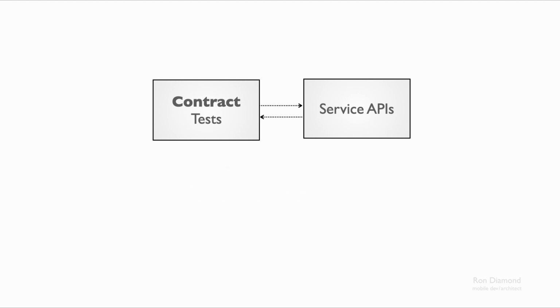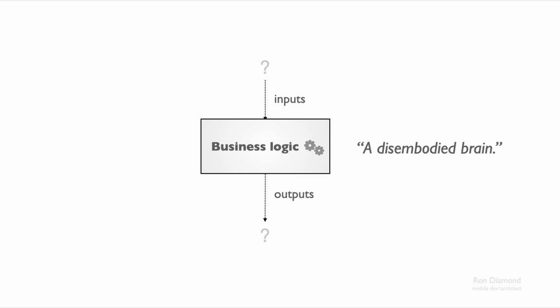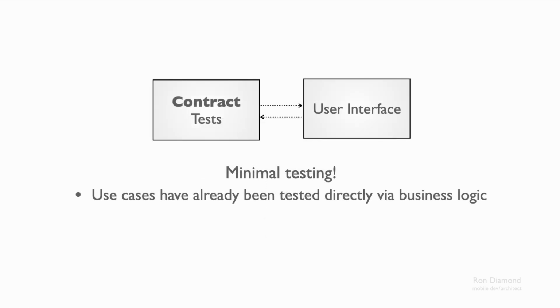And also, there's another kind of contract. We've said we're not focused on testing UI, but we do have a UI, so we probably want to test it somehow. But we don't need to run through all our different use cases there, because we're testing those scenarios directly with the business logic, where the actual decisions are made. Remember our disembodied brain? So what is it that we need to test for the UI?